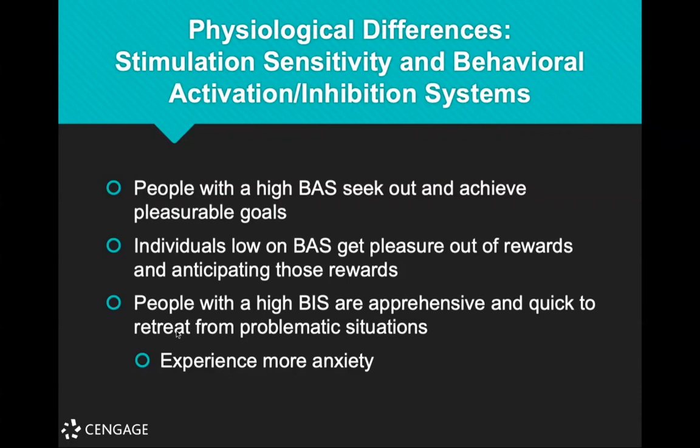Whereas people with a high BIS are apprehensive and quick to retreat from problematic situations. They experience more anxiety. People who are high on the BIS, which is the inhibitory system, tend to steer clear of too many approach behaviors. They like to be on their own, do their own thing. They feel anxious and apprehensive, and they just prefer to retreat and stay out of those overly stimulating situations. And so there are two ways of describing extrovert-introvert behaviors. One is through the sensitivity to stimulation, and the second is through the BIS and BAS systems.